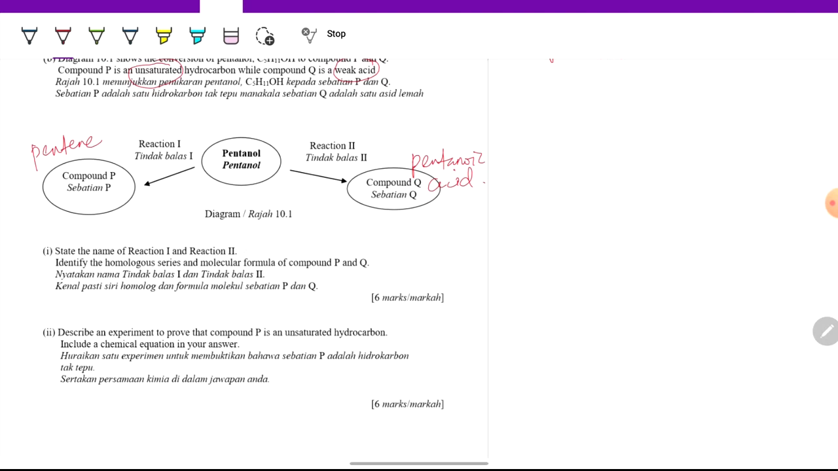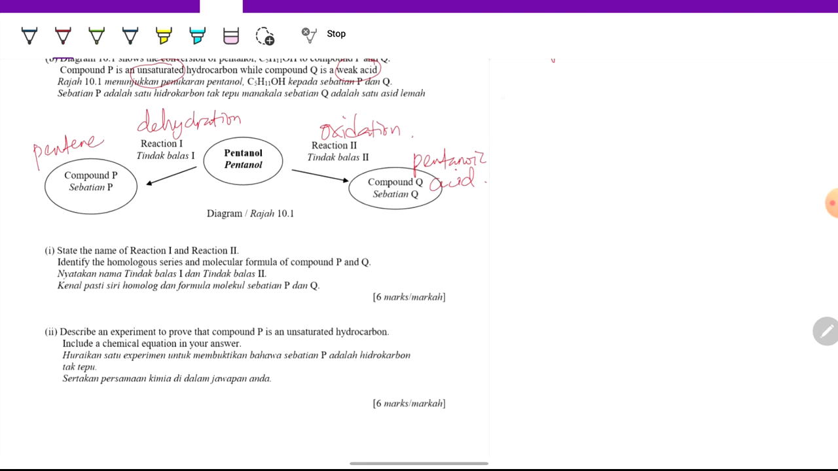State the name of reactions 1 and 2. Then identify the homologous series and the molecular formula of compounds P and Q. We have to know that alcohol to alkene undergoes dehydration. Alcohol to form the carboxylic acid is called oxidation. So, how do we answer the question?